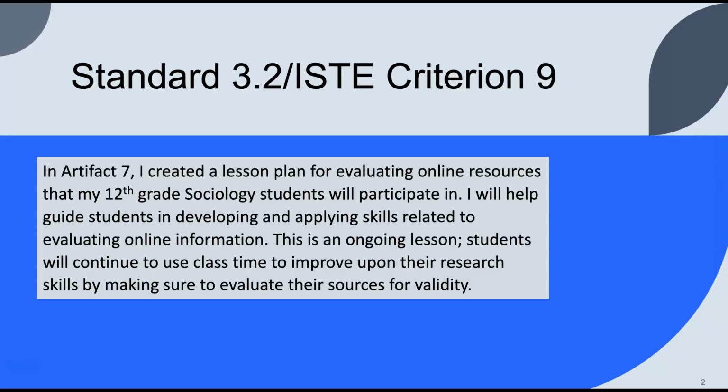Artifact 7 covers Standard 3.2, ISTE Criterion 9. In Artifact 7, I create a lesson plan for evaluating online resources that my 12th grade sociology students will participate in. I will help guide students in developing and applying skills related to evaluating online information. This is an ongoing lesson. Students will continue to use class time to improve upon their research skills by making sure to evaluate their sources for validity.